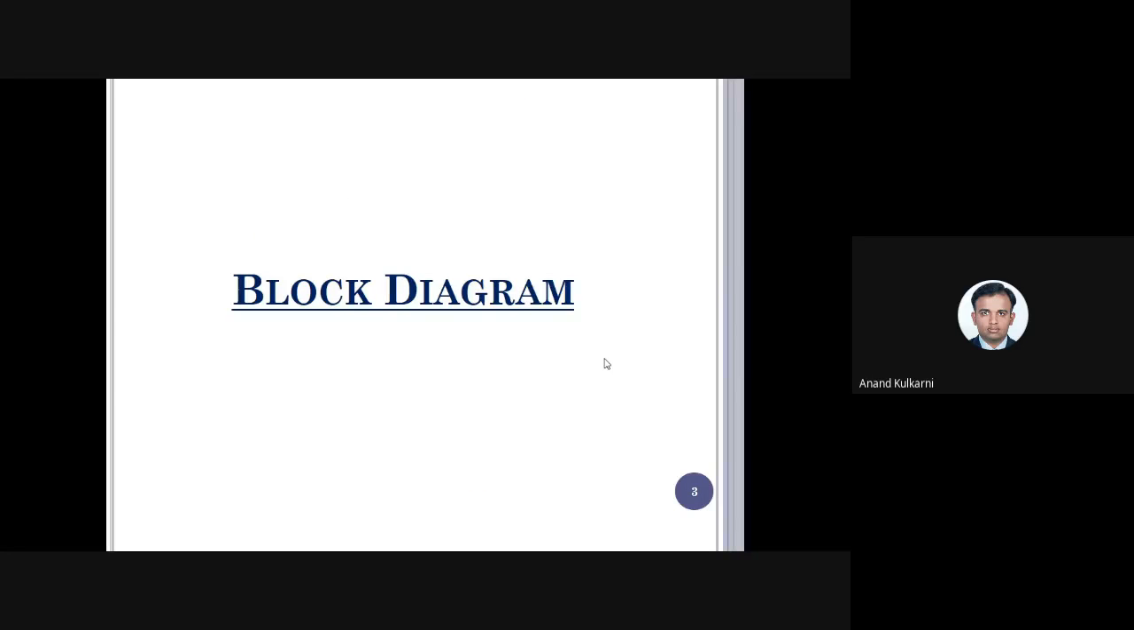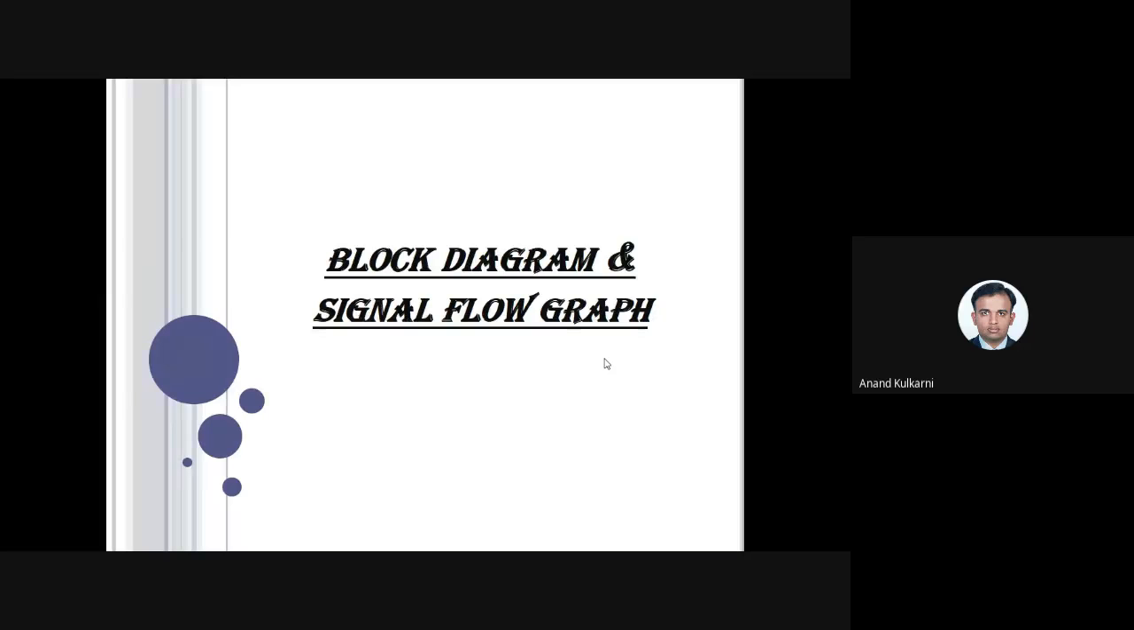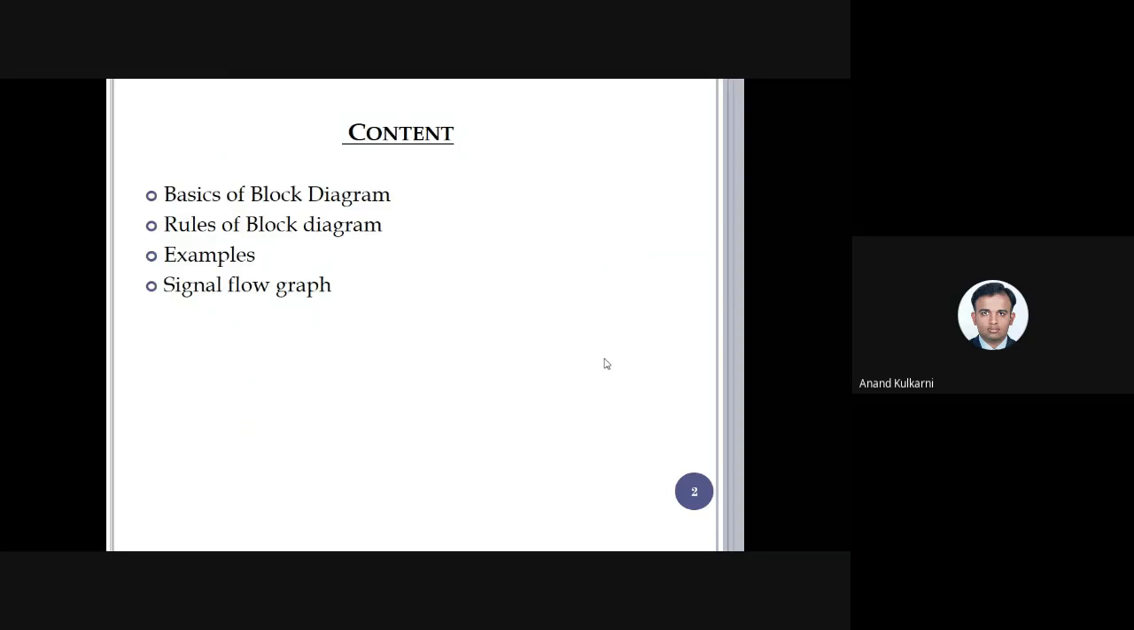Now just see here. What are we going to study? Remember, this is unit number 2, part A, that is block diagram and signal flow, and that we are going to study. In this chapter, we will be studying what the basics of block diagram are. Then there are some rules of block diagrams in order to solve it, examples pertaining to the block diagram, and similarly we have signal flow graph, and those we are going to study.